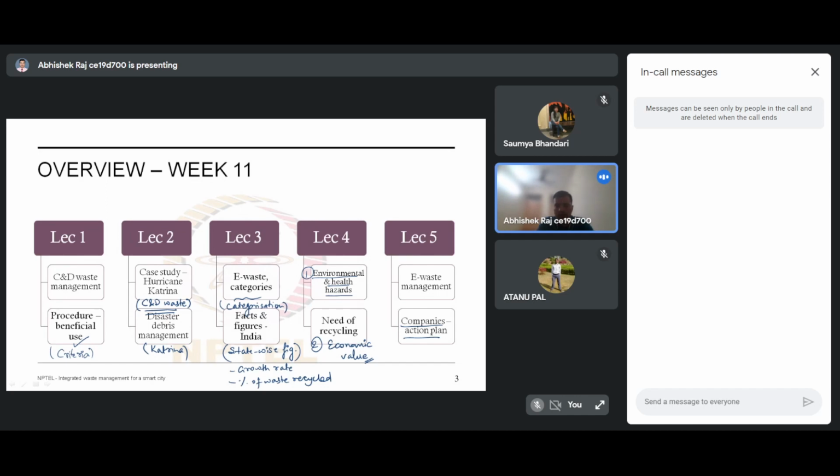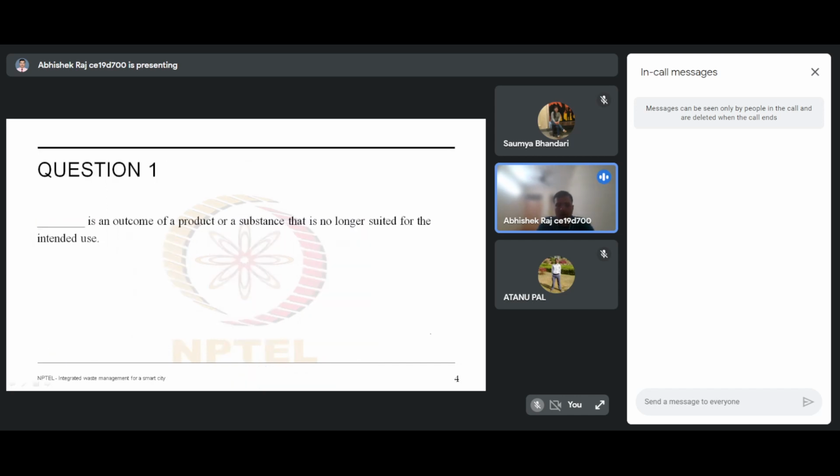This week mostly we will have easy questions, so I hope the students will answer. Question 1 is about filling in the blanks. So, blank is an outcome of a product or a substance that is no longer suited for the intended use. The given options are reuse, waste, disposal, and recycle. Can we have some response for this? Relatively easy question. Okay, we have a response for B.